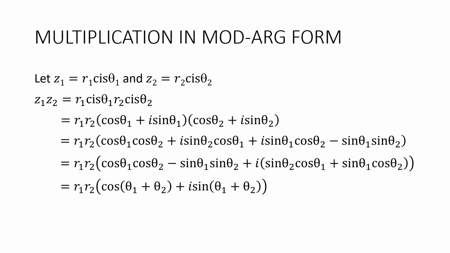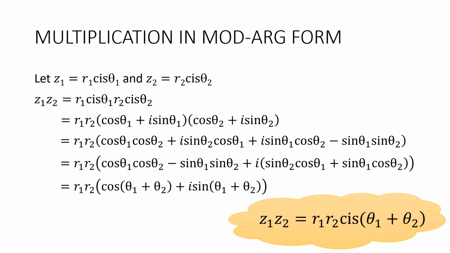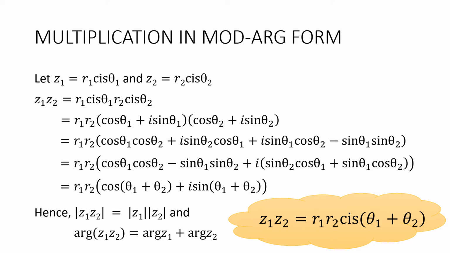So we've got that, and now just reducing it back down to this form here, we get this. So Z1 Z2 is equal to R1 R2 cis, and then in brackets theta 1 plus theta 2. And so that means that the modulus of Z1 Z2 is equal to the multiplication of the moduli, and the argument of Z1 Z2 is equal to the addition of the arguments.